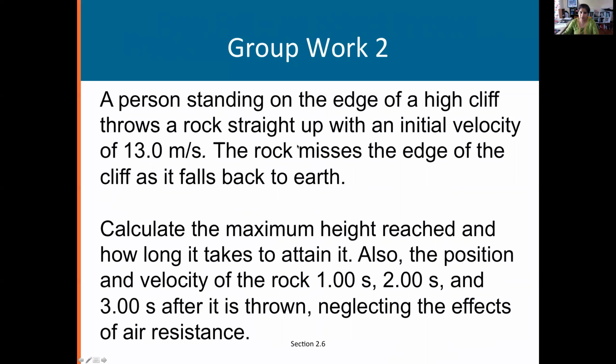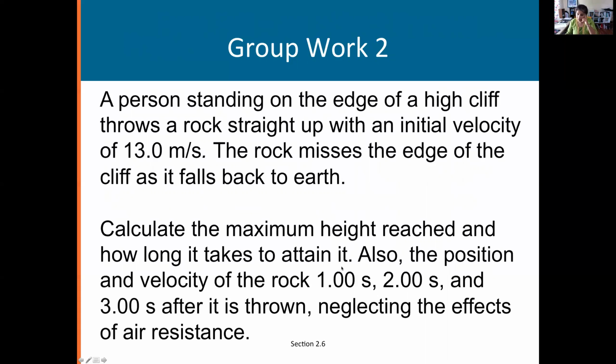So when you sketch it, this looks very much like just the last slide where there's somebody standing on top of a building. Here he's standing on top of a cliff. He throws it up and the object comes down. Both are the same straight line. Okay, one dimension. Upward being positive, downward being negative. Okay. Calculate the maximum height reached and how long it takes to attain it.